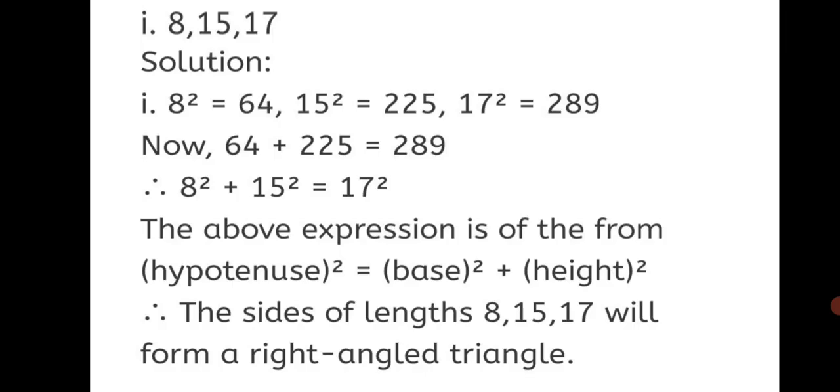The only difference in question number 2 is you are going to write in this pattern. This is the statement you are going to write. This expression is in the form of hypotenuse square, that is 17 square, is equal to base square plus height square. And this formula is Pythagoras theorem of a right angle triangle. So now we can say that the sides of lengths 8, 15, 17 will form a right angled triangle.